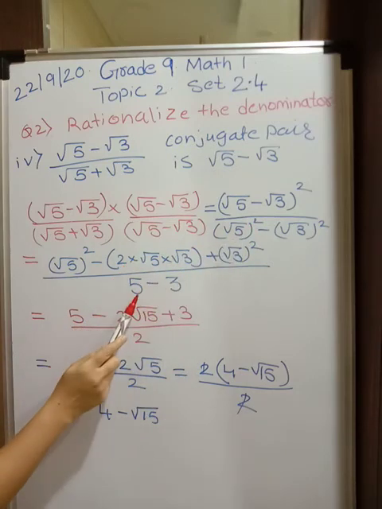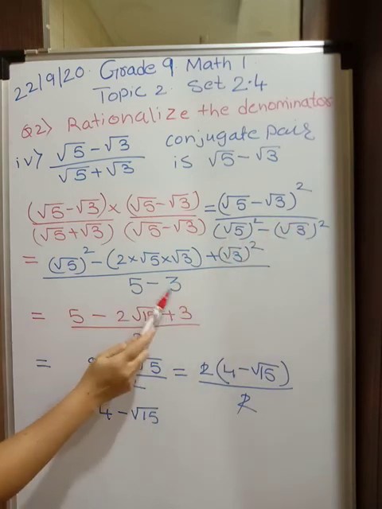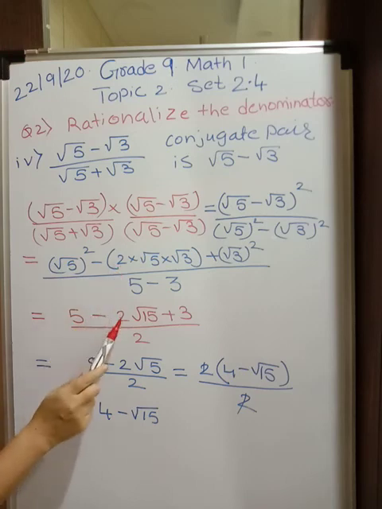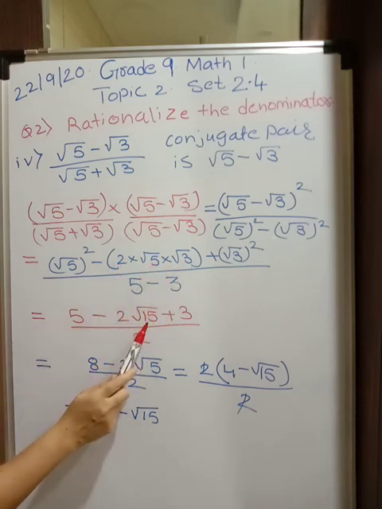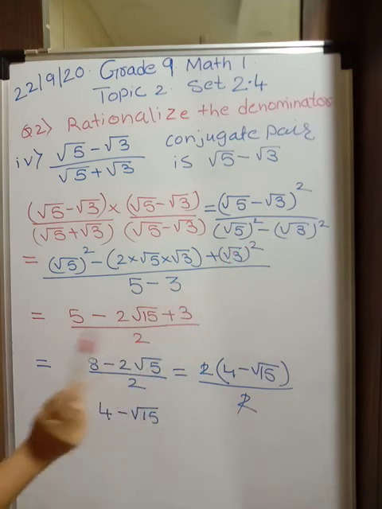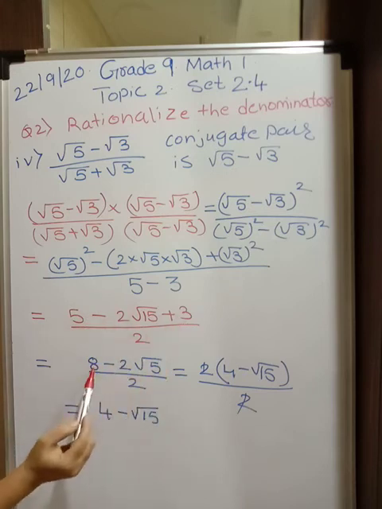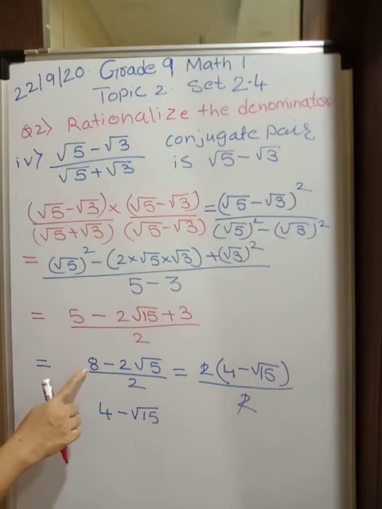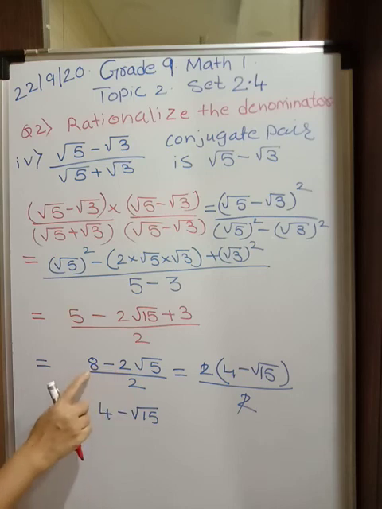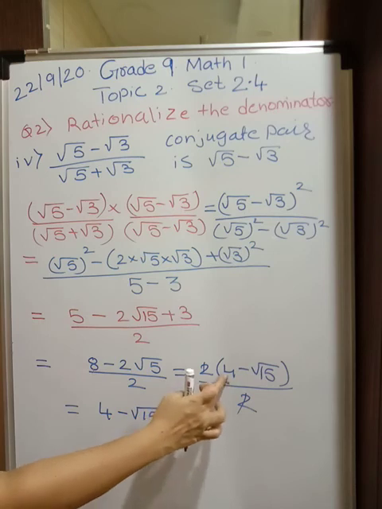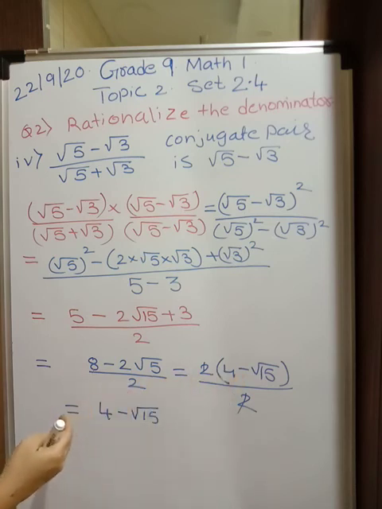Root 5 square is 5. Root 3 square is 3. In between, minus sign. Now root 5 square is 5, minus 2 as it is, 5 3s are root 15, plus root 3 square is plus 3, upon 5 minus 3 becomes 2. Now see, 5 plus 3 is 8. You get 8 minus 2 root 15 upon 2. But this 8 can be written as 4 into 2. Yes or no? So above you have a 2 over here and a 2 over here. So if that 2 is taken out, here instead of 8 we have to write only 4. This is taking out common terms.